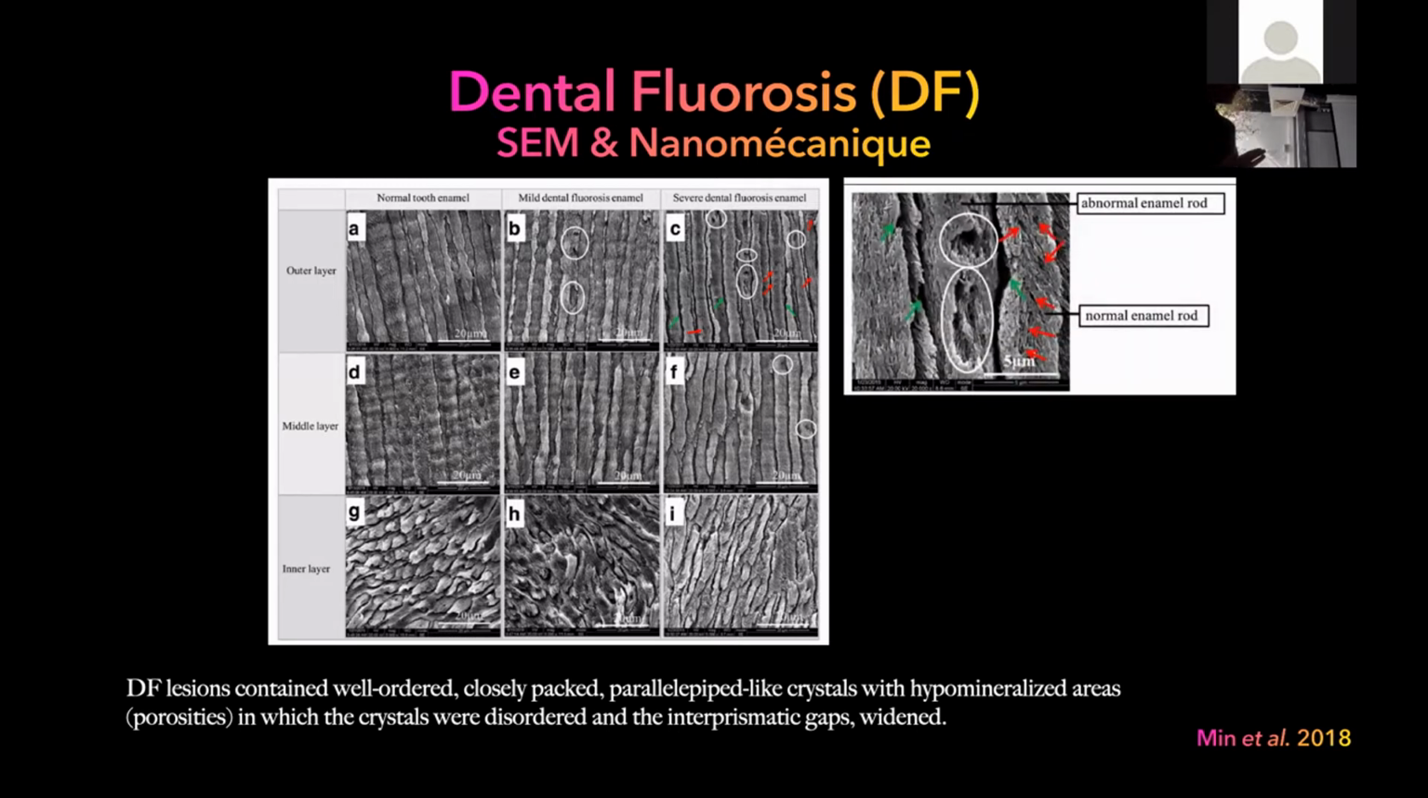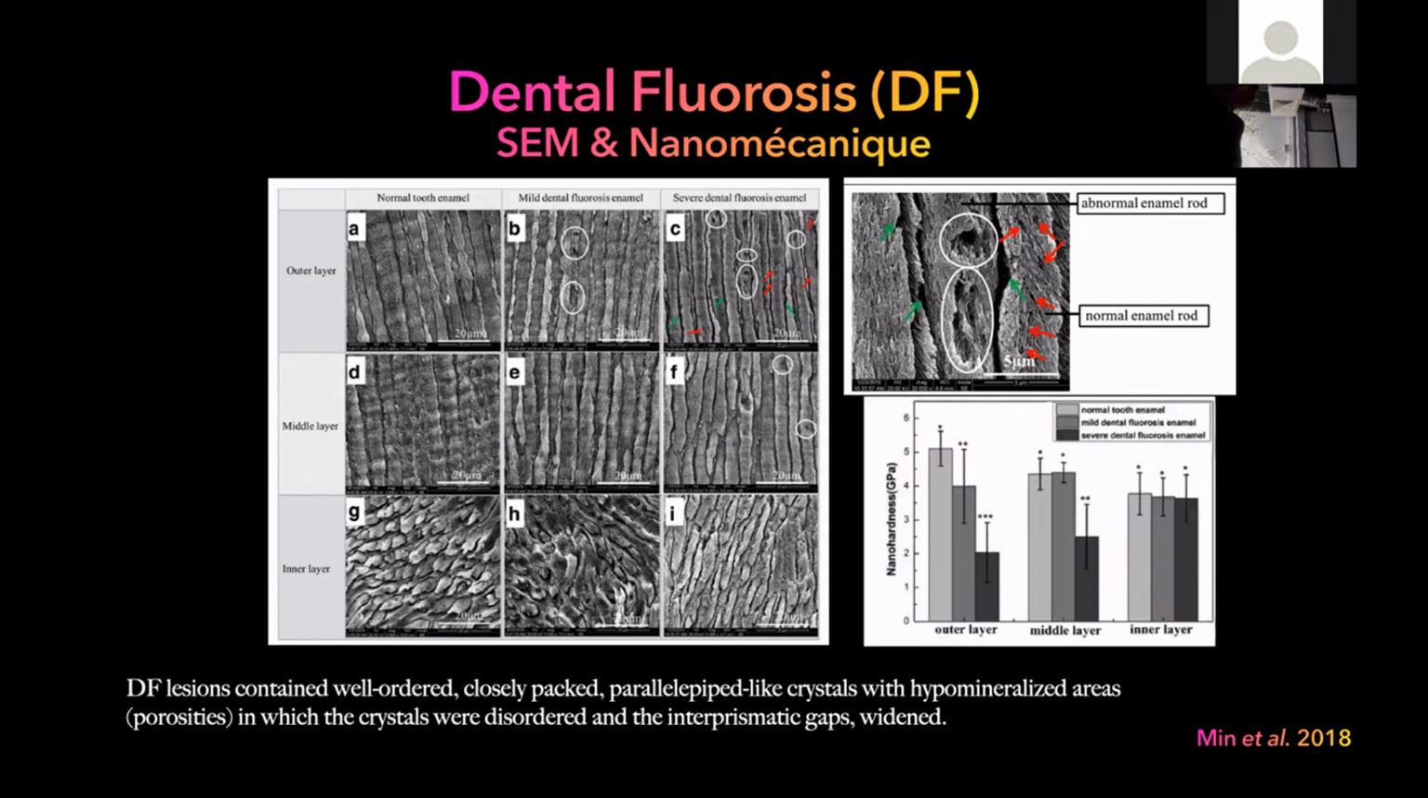So the ultrastructure is not clearly modified, but in some regions, specifically in the outer layer and not in the inner layer, comparing with MIH, this pathology affects mainly the outer layer. Depending on the severity, the middle layer can be affected. But the major observation is that, while the prisms are maintained, we have some prisms more thick, so more large, if we compare healthy enamel and dental fluorosis. And some rods can be defective, with some missing minerals inside the crystal and inside the prism.